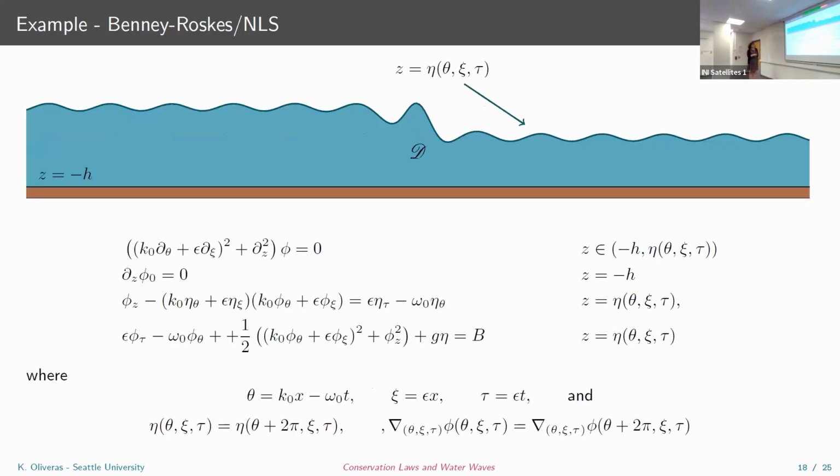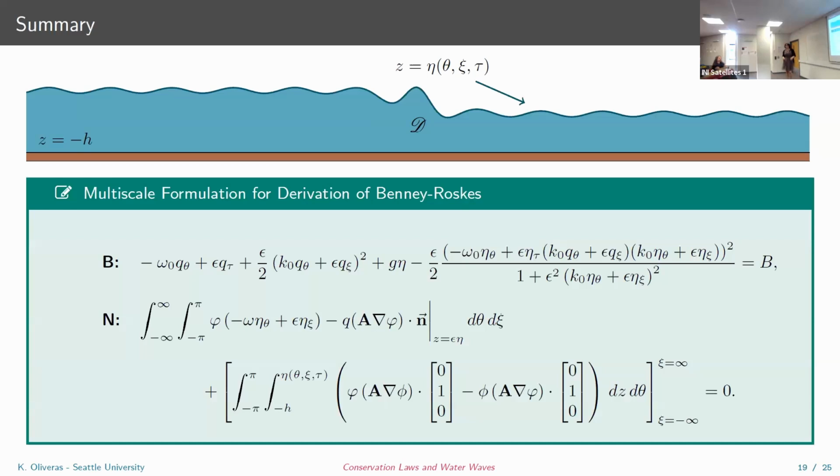And so what we're going to do is make a change of variables. We're going to have theta being kx minus omega t. We'll introduce another scale c, which is epsilon x. We'll have our time scale being epsilon t. And then we'll do periodicity in theta and decay in c. And we substitute that in. And this is what the original water wave problem looks like before we move to boundary variables. And if we move to boundary variables, this is what the problem looks like now.